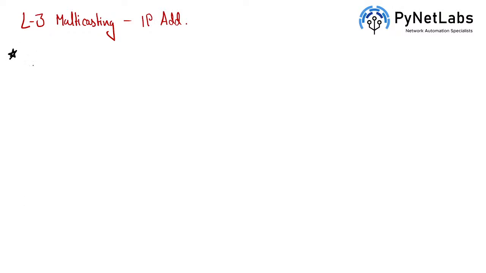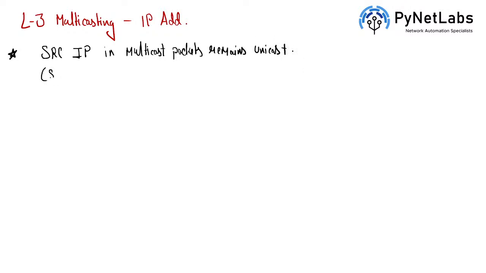The source IP in multicast packets always remains unicast. Just to make sure, source IP plus source MAC will be the header information when any data is traveling. So this information will always be unicast.